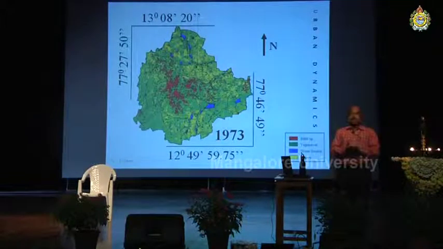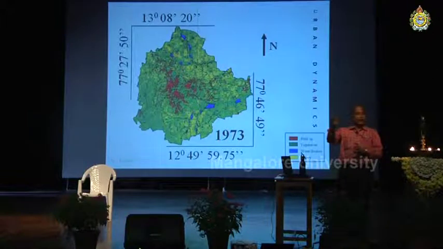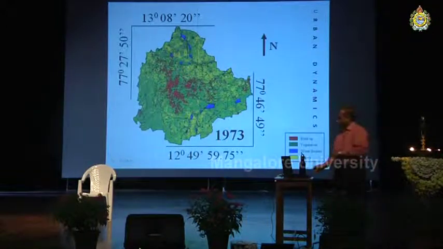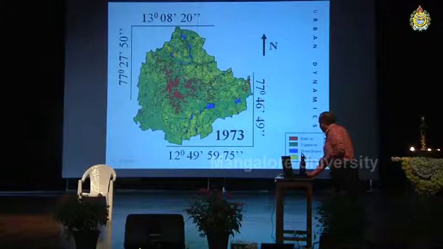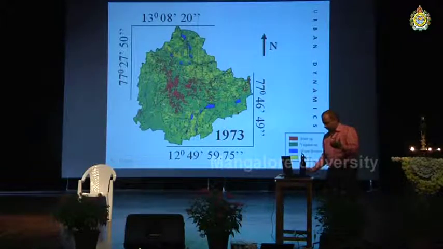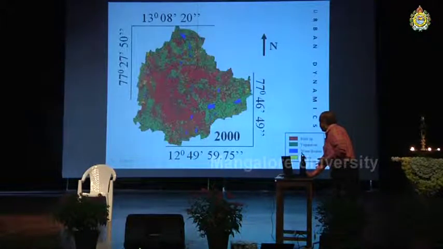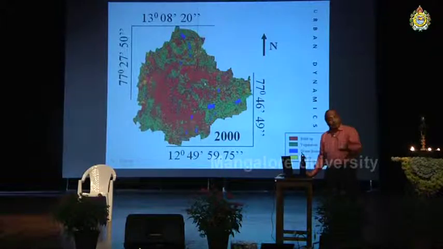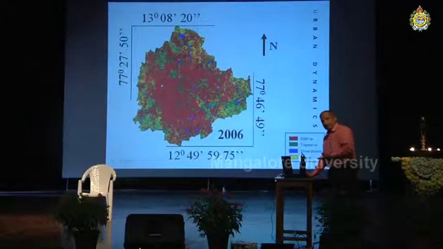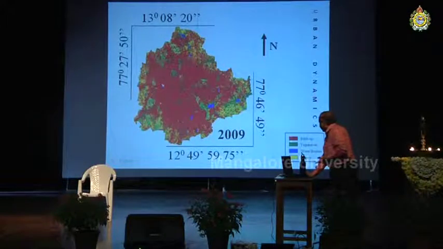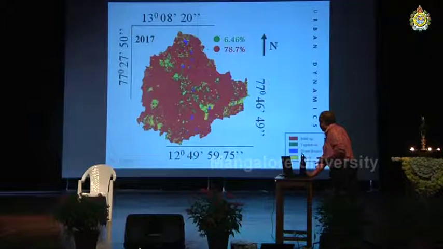Now to do that, what did we do? I just looked at the behavior of the agent. Understanding the behavior of the agent, I said what is likely to happen in 2020 and 2025. See, in 1973 most part of the city is green. In 1992, with the industries coming up in Peenya and Koramangala, you see changes happening. In 2000, with IT-BT coolies coming to Bangalore, you see the changes happening in the outskirts. Then in 2006 intensification happened, 2009 further intensification. Now 2017 is 78.7.